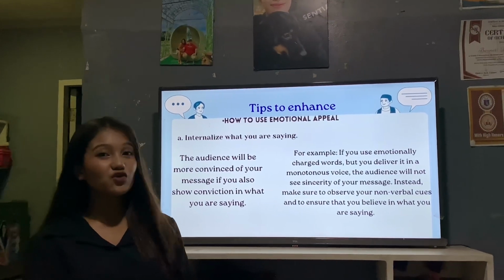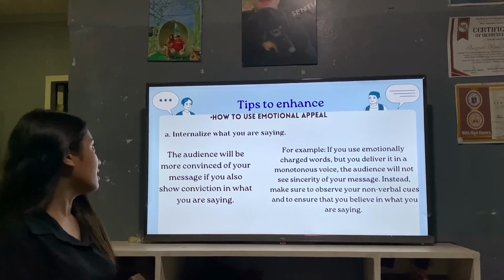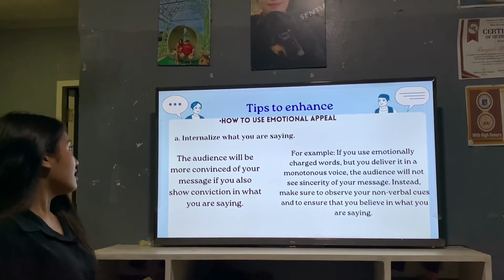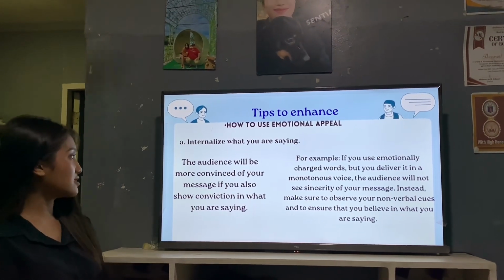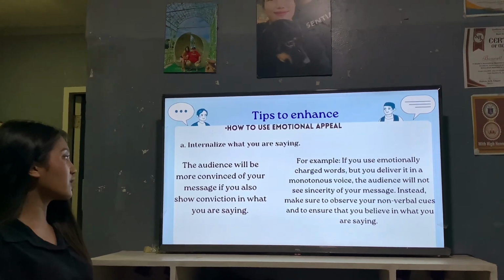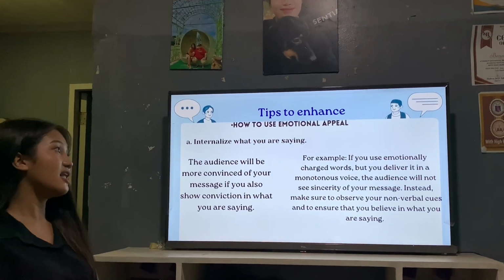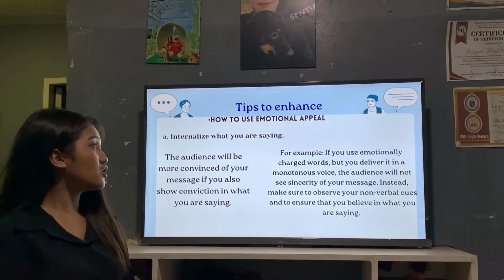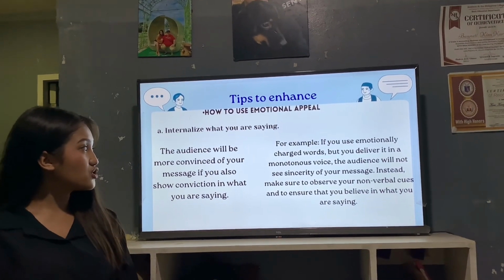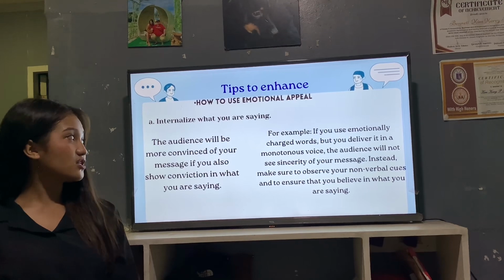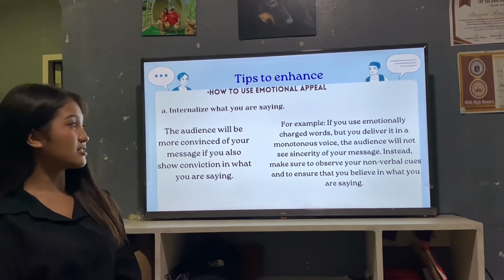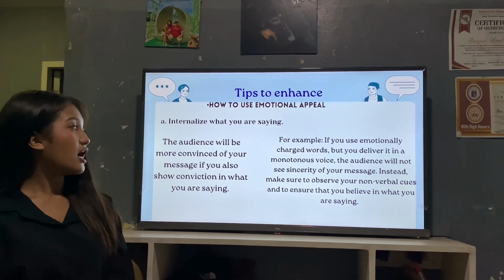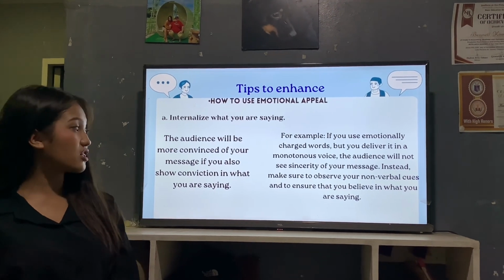Number 3 is how to use your emotional appeal. Number 1, internalize what you are saying. The audience will be more convinced of your message if you are also showing conviction in what you are saying. For example, if you use emotionally charged words but you deliver them in a monotonous voice, the audience will not see the sincerity of your message. Instead, make sure to observe your nonverbal cues and to ensure that you believe in what you are saying.